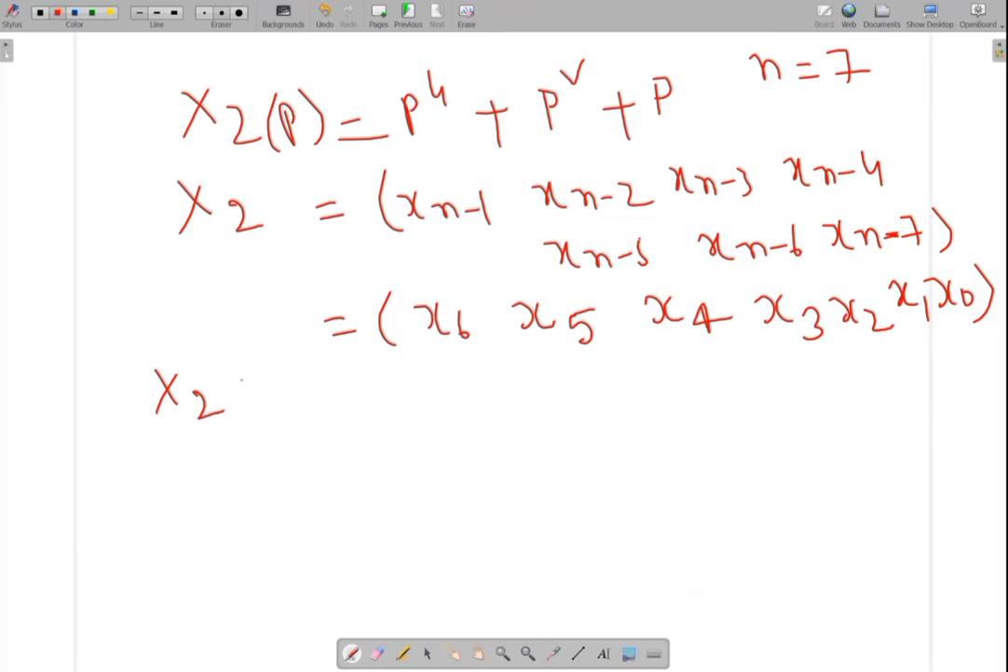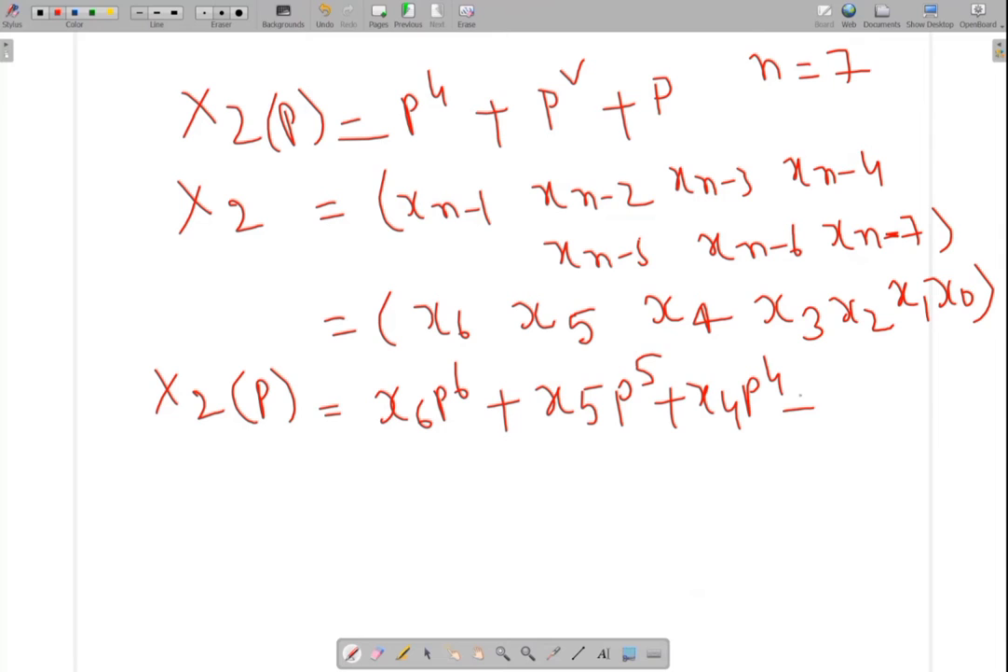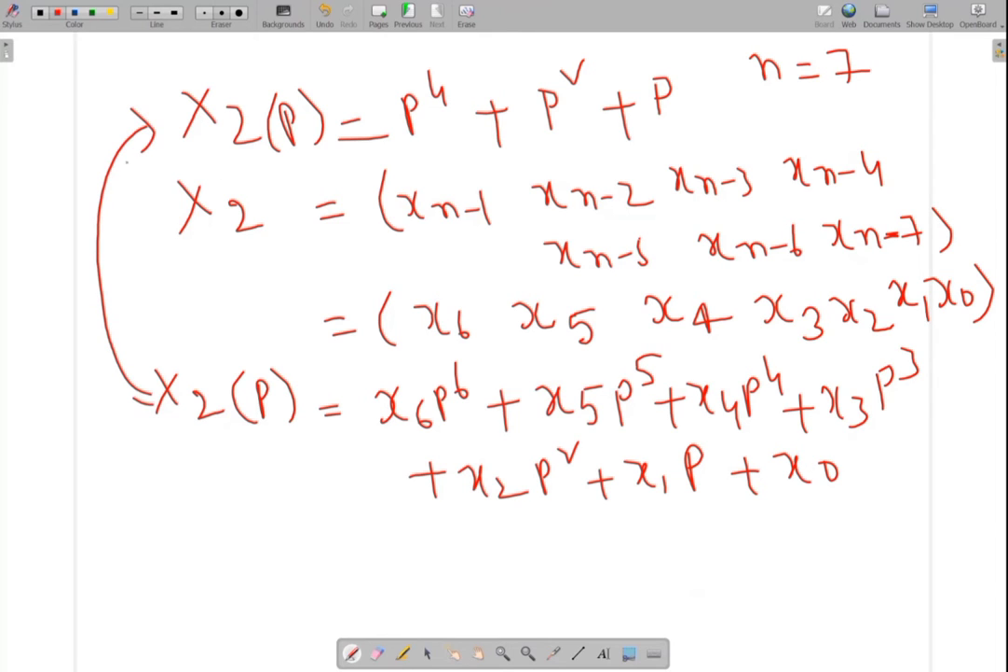Polynomial form is x2 of p is equal to x6 p power 6, x5 p power 5, x4 p power 4, x3 p cube, x2 p square, x1 p plus x0. Compare these two. We will get the quotient.